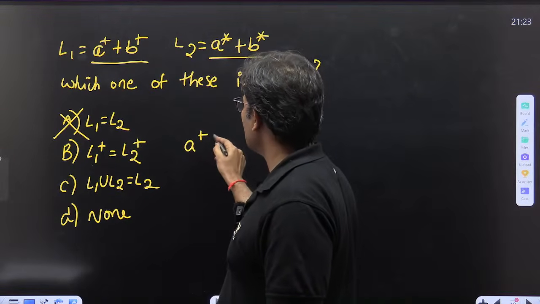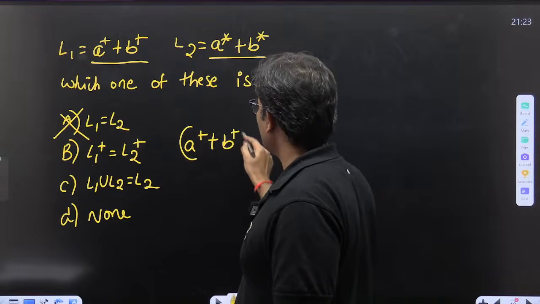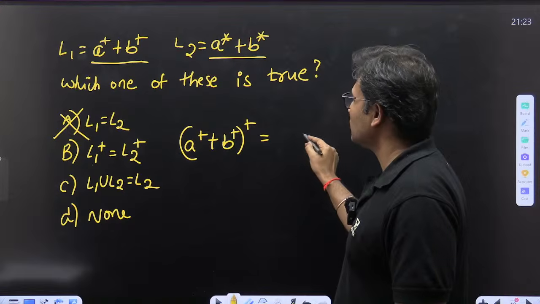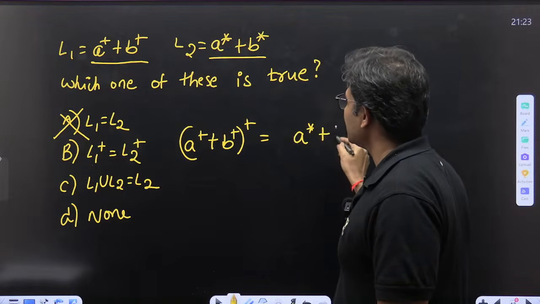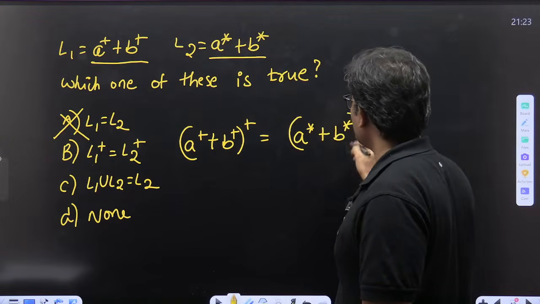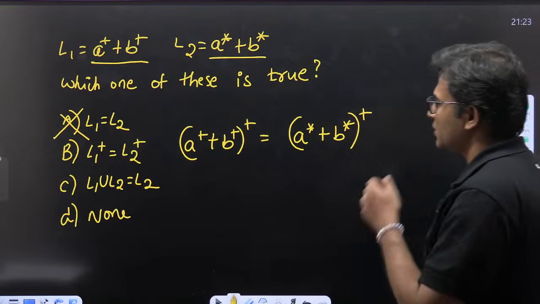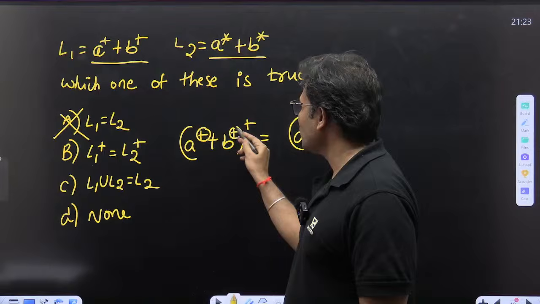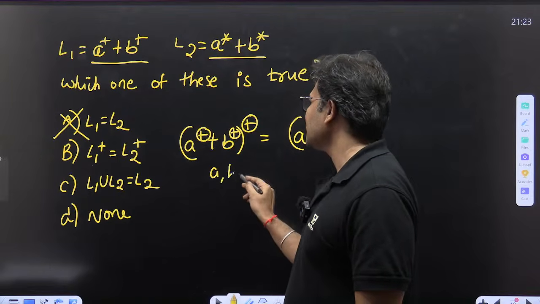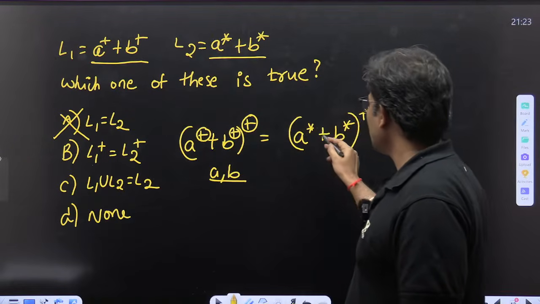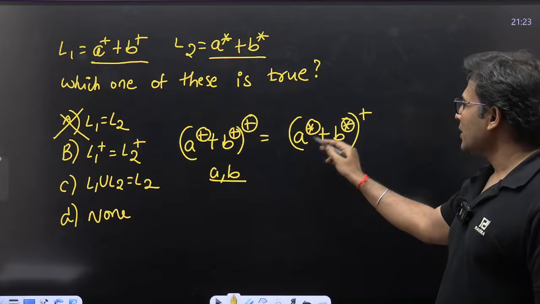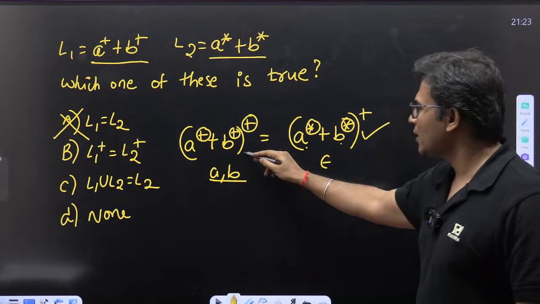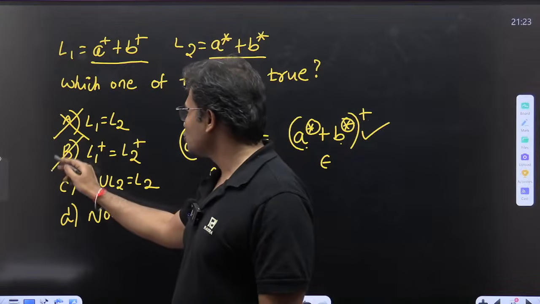L1 plus means (A plus B plus) whole plus, which is equal to (A star plus B star) whole plus. Now, what is the minimum string here? If I put 1, 1, 1, I will get A comma B, A or B, as the minimum. If I put 0, 0, epsilon, epsilon plus is epsilon. So again, here I am getting epsilon, here I am not getting epsilon. So these two are not the same.